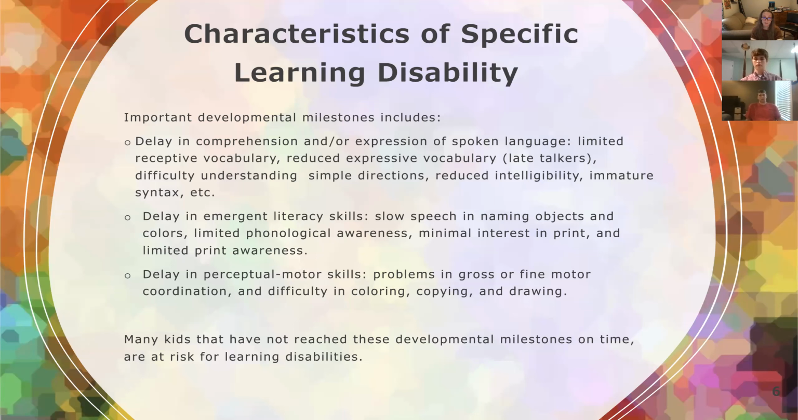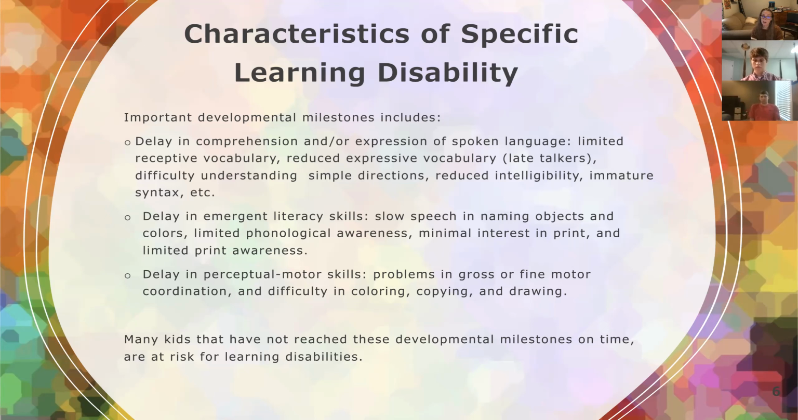Another developmental milestone that they might miss is a delay in emergent literacy skills. So they might have minimal interest in print, which we feel pertains to this case study especially. They might have slow speech in naming objects or colors. And they also exhibit problems in perceptual motor skills. These could be problems in gross or fine motor coordination, and difficulty in coloring, copying, and drawing.